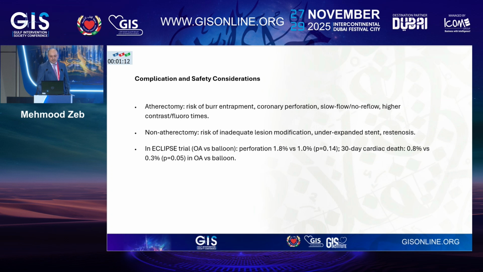As discussed, rotational atherectomy has chances of complications in terms of coronary perforation, burr entrapment, no reflow, and slow flow, and higher contrast and fluoroscopy time is utilized in this technique. With non-atherectomy, the downside could be that the lesion may not be well prepared, and if not checked before delivering the stent, there might be stent underexpansion. The comparative complications were described in the ECLIPSE trial. For perforations, it was 1.8% for orbital atherectomy and 1% for balloon angioplasty.